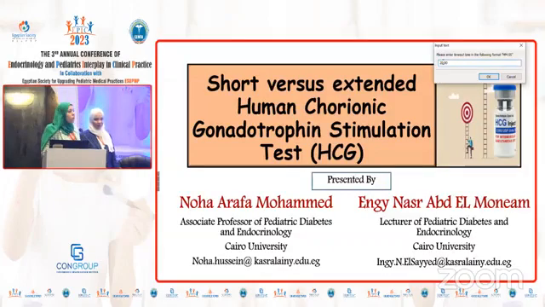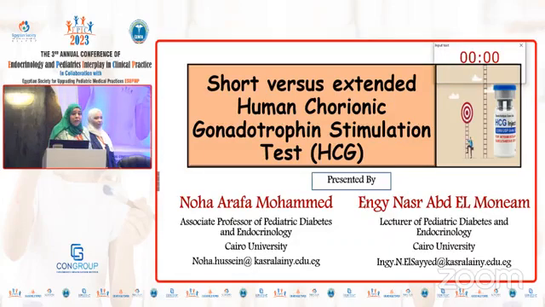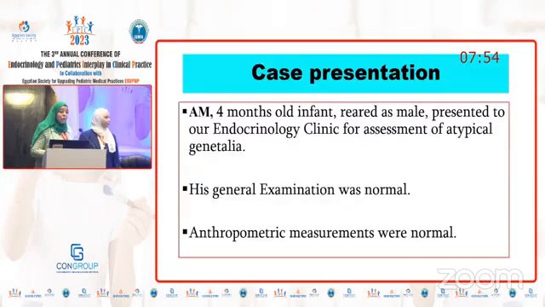Our presentation for today is short versus extended human chorionic gonadotropin stimulation test. We will start with our case presentation.